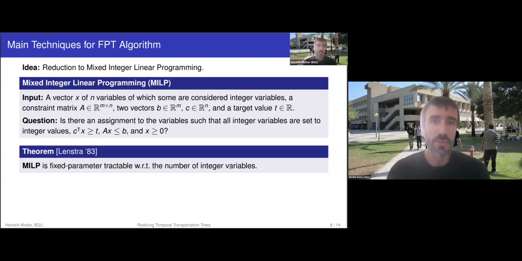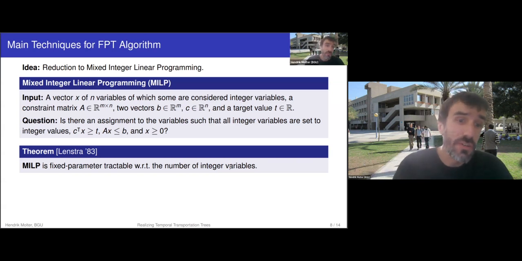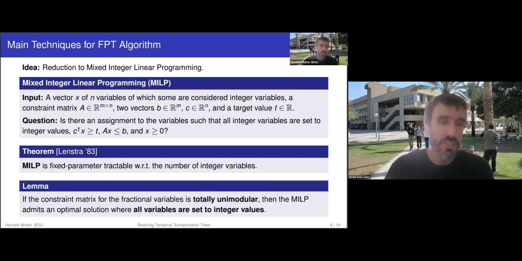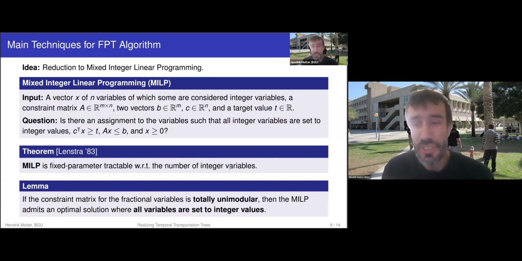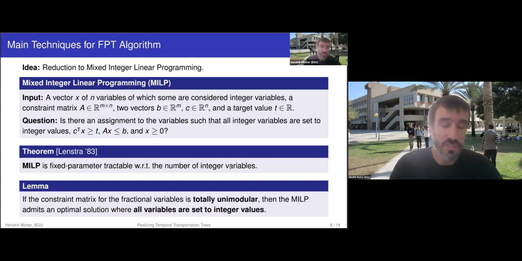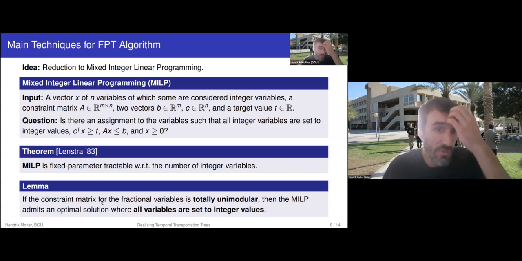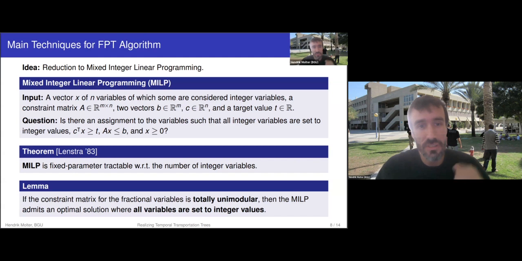So if we can keep the number of integer variables small, we can have a large number of fractional variables and we can still solve these fairly efficiently. And we are going to use one particular technique, which I think might also be interesting in other contexts if you have not seen this before. So we use that if we can design the constraint matrix for the fractional variables, so that basically means that I treat all integer variables as constants.